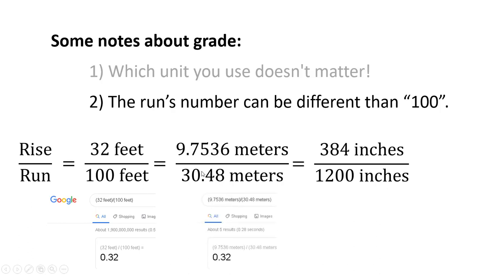And then I did the same thing here: 9.7536 meters divided by 30.48 meters. Google knows, because you have meters in the numerator and denominator, they're going to divide off, and you're going to be left with 0.32. And 384 inches divided by 1,200 inches: the inches are going to divide off, and the ratio is going to be 0.32. So when you do these kinds of calculations in a calculator and you get a decimal like this, the denominator simply has been changed to 1. You've done the division, and your denominator has simply been changed to 1. Pretty straightforward, pretty awesome.